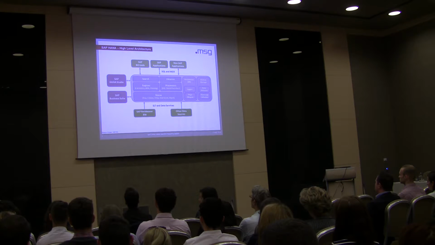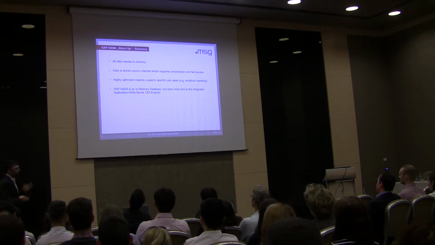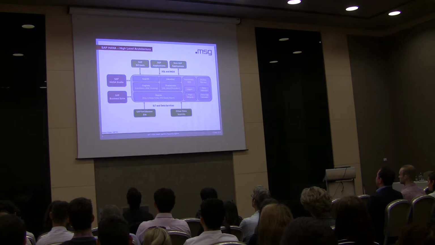So what you should remember about SAP HANA is that all data resides in memory, that the data is stored in most cases column-oriented, which supports the compression I showed you, and the fast data access. And we have highly optimized engines for different use cases, especially for analytic reporting with the calculation engine. Here we see it. I just forgot this. We have here the calculation engine in the engines area and several other engines.